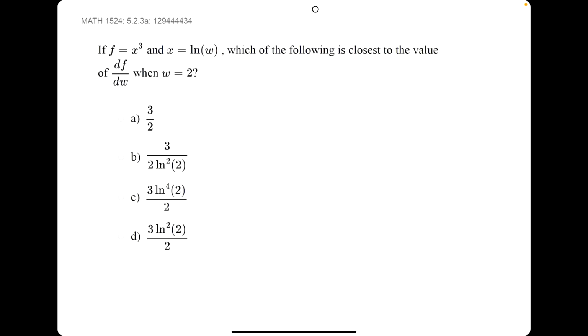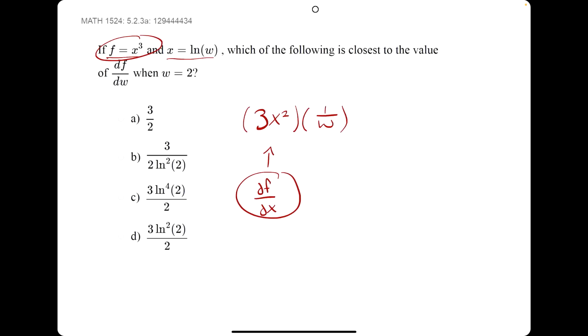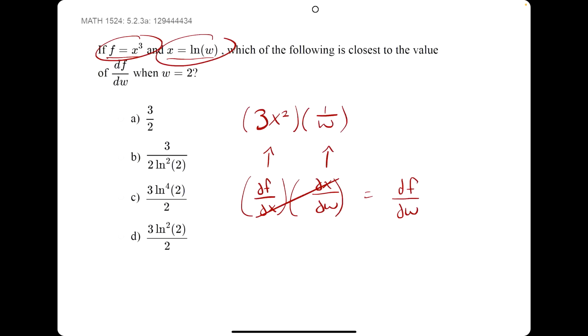And so this problem is a nice extension of the last one because we'll start the same way. We'll take the derivative of both functions. X cubed gives us 3x squared, and then ln of w gives us 1 over w. And so because we found the derivative of f with respect to x, or df over dx, and the derivative of x with respect to w, and then we multiplied them, that leaves us with df over dw. So we found what they're asking for.